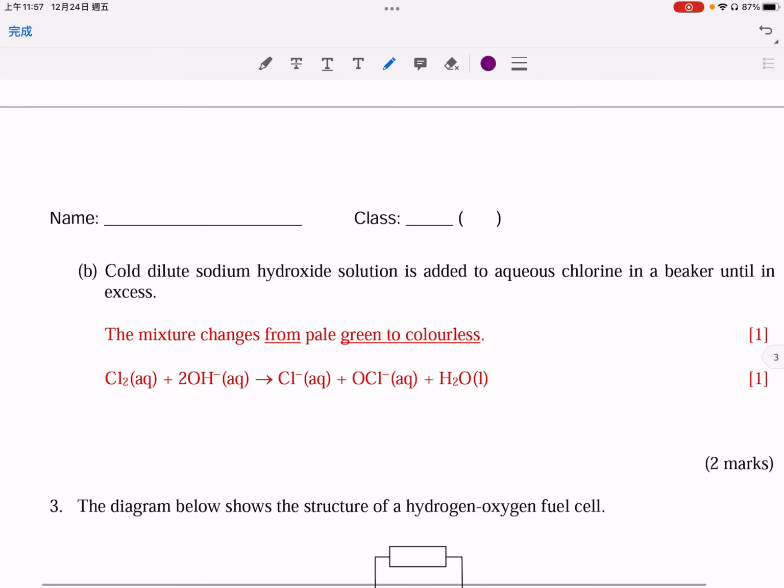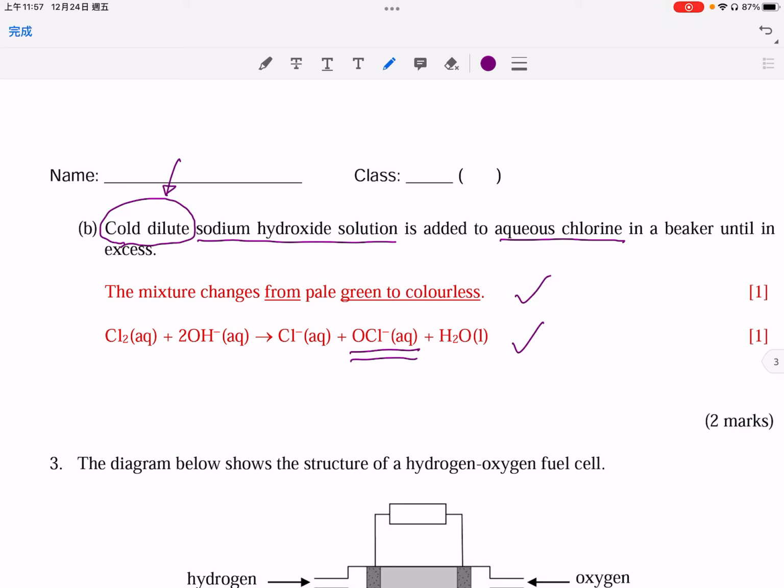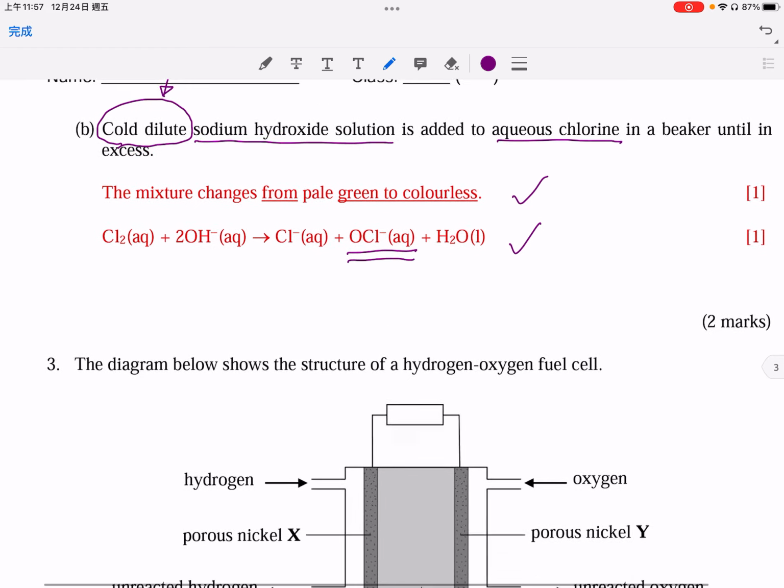Page 3. Sodium hydroxide solution reacting with aqueous chlorine. Make sure you identify that cold dilute sodium hydroxide solution gives the hypochlorite ion. Okay, and it is different from hot concentrated sodium hydroxide solution. So make sure you memorize the products. The observation is actually trivial, so I don't discuss it further.